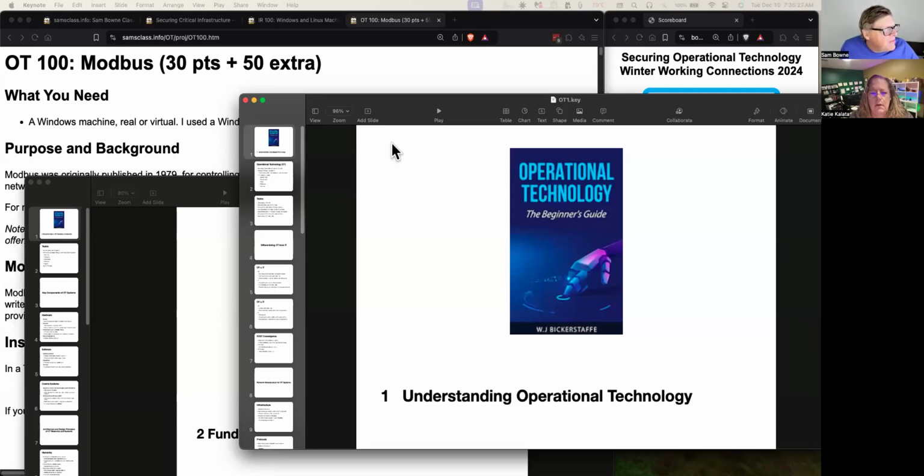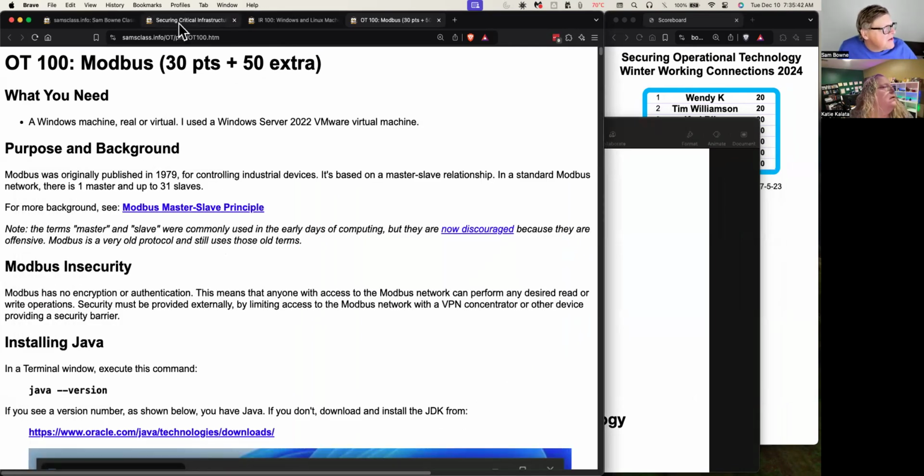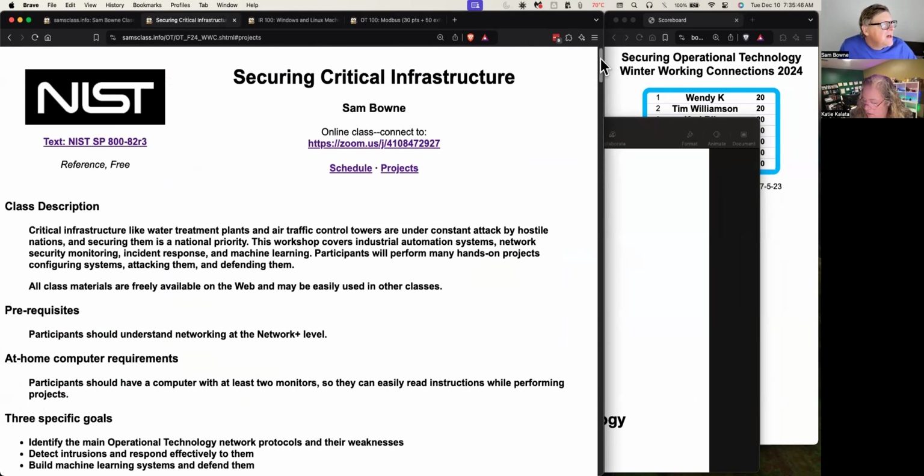All right. Well, I've got a couple of PowerPoint slide things to show you here in this class just because operational technology was unfamiliar to me. I actually used this book called Operational Technology, The Beginner's Guide by Bickerstaff, but I don't recommend it. It wasn't a very good book. And after I taught it once using that book, I discovered that there is a much superior free PDF from the government, the NIST PDF, that really goes through securing operational technology very well. So this is what I'm going to use for a textbook in the future.